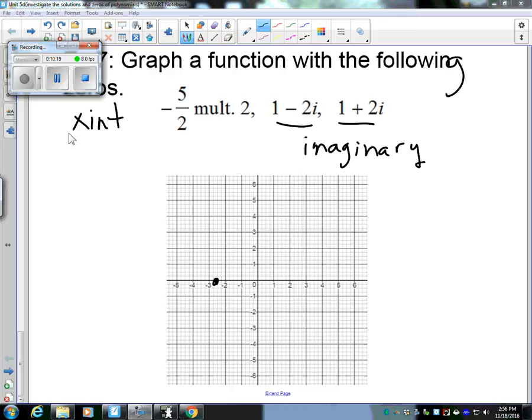This is still going to have a multiple of 2 at negative 2.5. And it's going to form like a W. It just won't cross through the x-axis. Could be like this, or could be down here, coming up, touching the x-axis, going down, coming back up a little, and going back down. A turn here would be those imaginary parts.